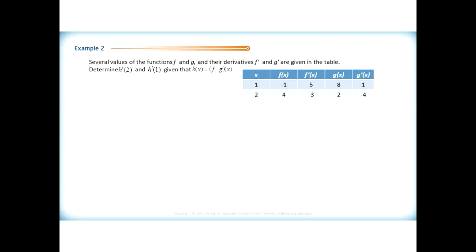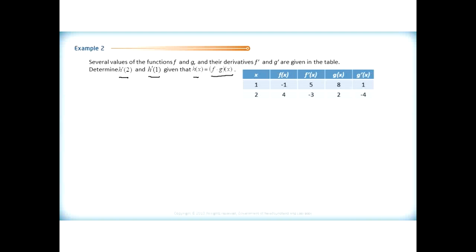Alrighty, but we could also use the product rule in a numerical sense. And these are sort of common questions that you see on test exams and textbooks and all that stuff. So several values of the functions f and g and their derivatives f prime and g prime are given. It says we have to determine h prime of 2 and h prime of 1 if h is the product of f and g. So let's see.